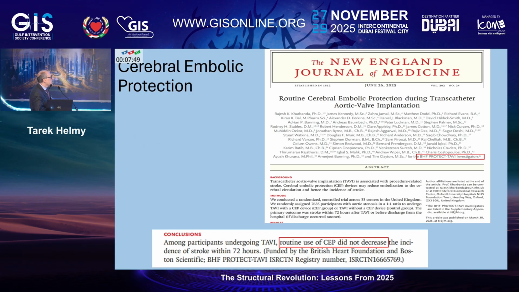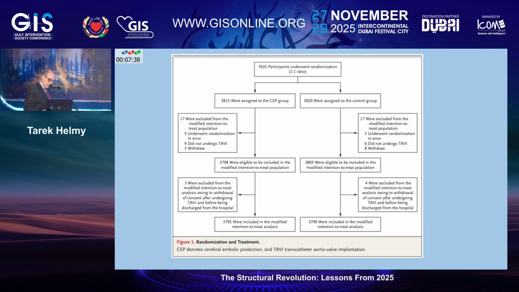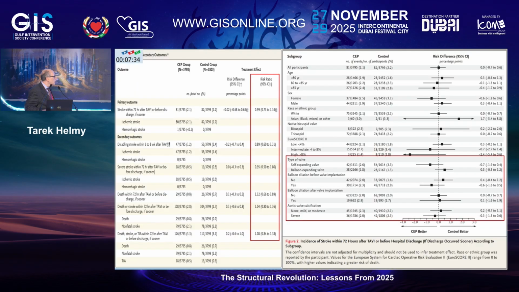Cerebral embolic protection devices, the BHF PROTECT-TAVI: the routine use of the protection device did not cause any decrease in the incidence of strokes, and this was a large trial, 3,800 patients in each arm.